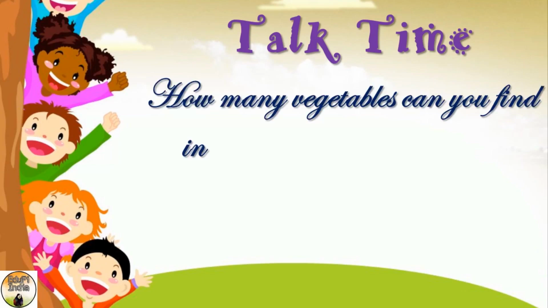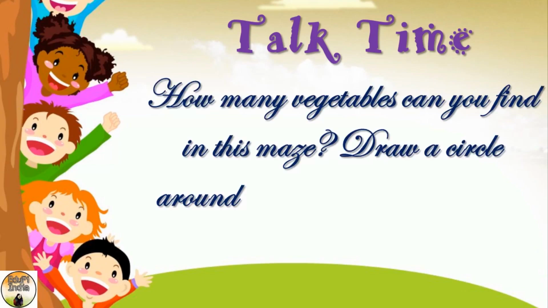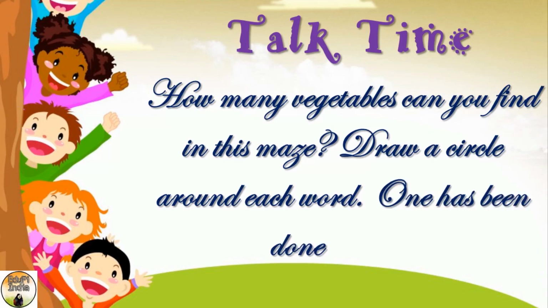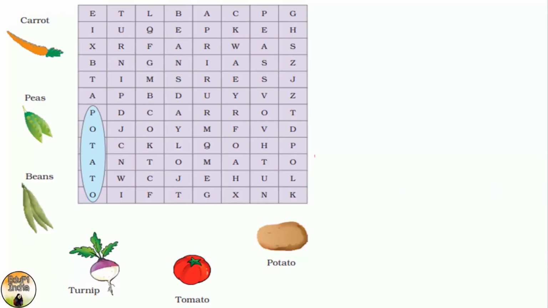Next question is, how many vegetables can you find in this maze? Draw a circle around each word. One has been done for you. So in this maze, one vegetable is already given, that is potato. We can find the next one here, that is tomato.